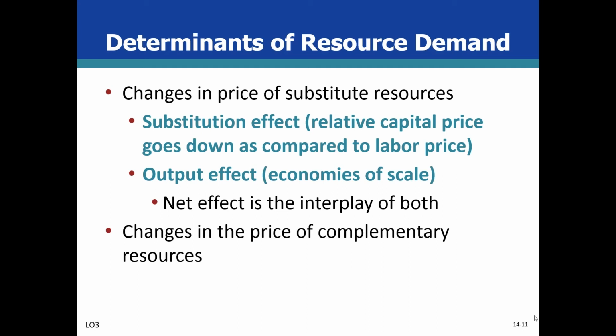A substitute resource for U.S. labor may be found in China. But a factor that has just as much impact is the relative price of capital. So if the relative price of capital goes down as compared to the labor price, then more capital will be consumed relative to labor to produce the output. Pretty simple to think of.